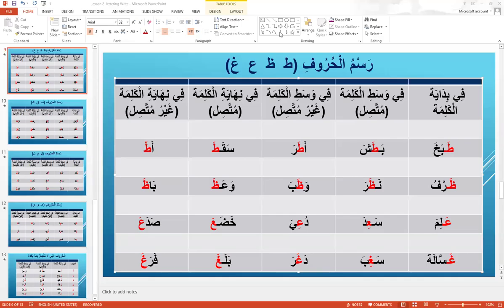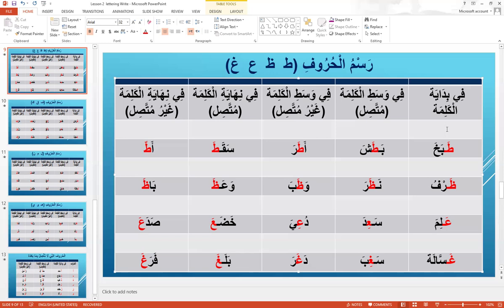Okay, so we are on the alphabets Ta, Tha, Ain, Ghain. We'll be taking Ta and Tha because they look alike. They're written the same way, only that Ta doesn't have points and Tha has a point on it. So how do we write Ta at the beginning of the word?